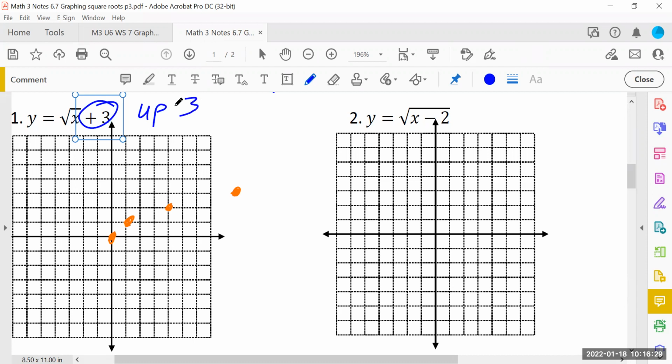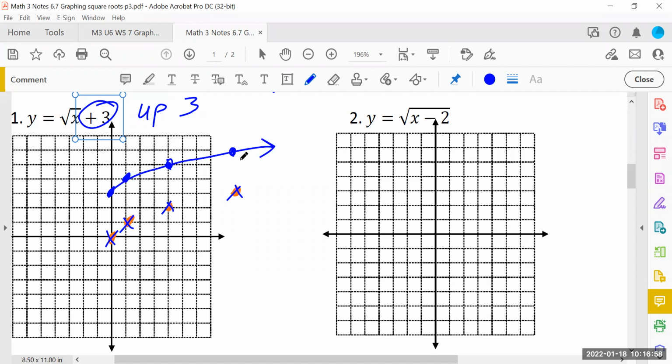To graph this, it's as easy as taking those 4 points that we started with and just moving them all up 3. So up 1, 2, 3. Up 1, 2, 3. And really, you could cross off each point as you do it. This point up 1, 2, 3. Cross off the old one. Up 1, 2, 3. Cross off the old one. And then just draw on your sketch.